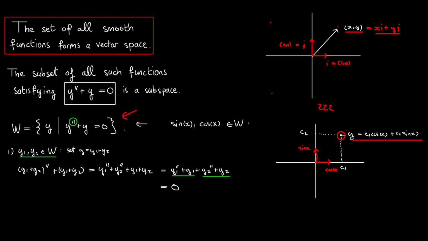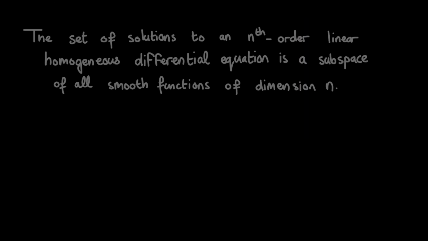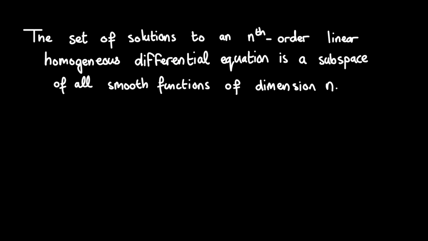And I'll just leave you with what that general fact is. The general fact here is just that if you take the set of solutions to any nth order linear homogeneous differential equation, then it'll turn out that this is a subspace, and it's a subspace of dimension n. In other words, there are n basic solutions from which you can form every other solution by a linear combination.